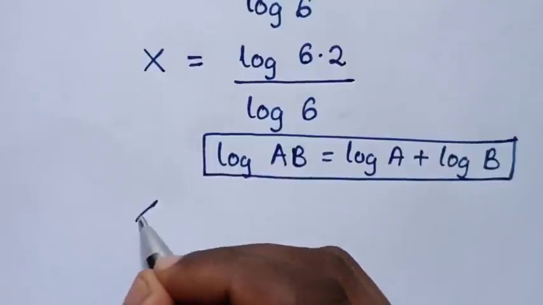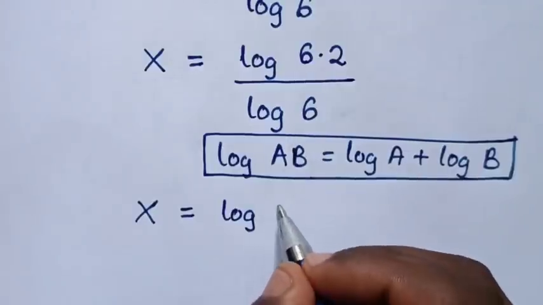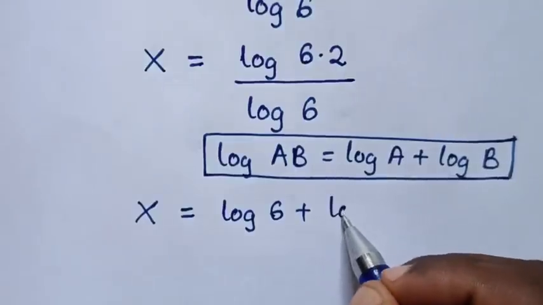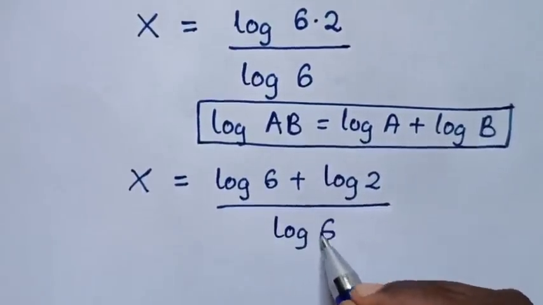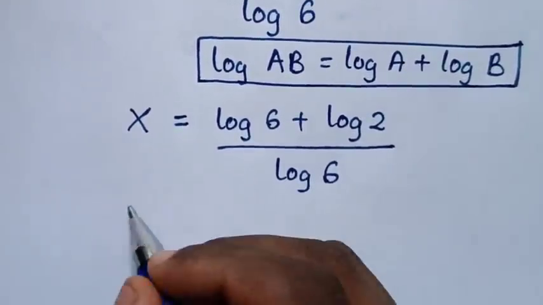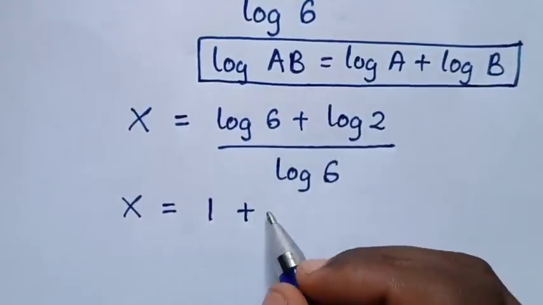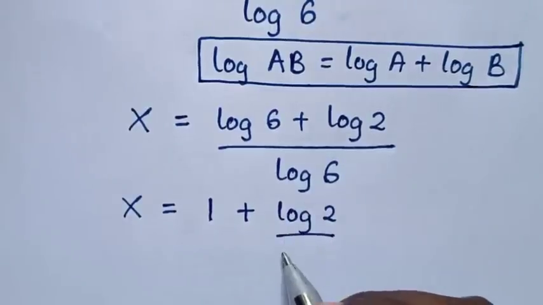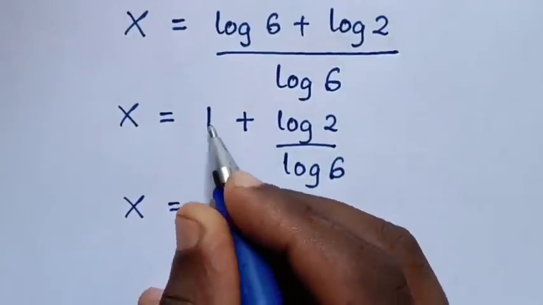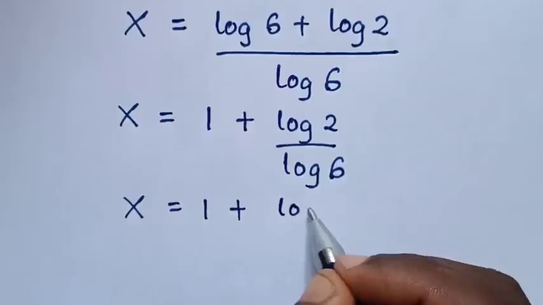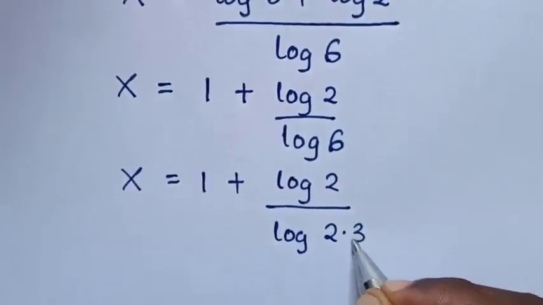Then our equation will be x is equal to log of 6 times 2 is the same as log of 6 plus log of 2, then over this log of 6. Then in the next step, it will be x is equal to log of 6 divided by log of 6 is 1, plus log of 2 divided by log of 6. Then it will be x is equal to 1 plus log of 2 over log of 6, which is the same as log of 2 times 3.